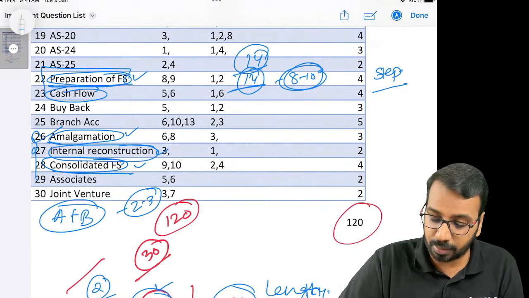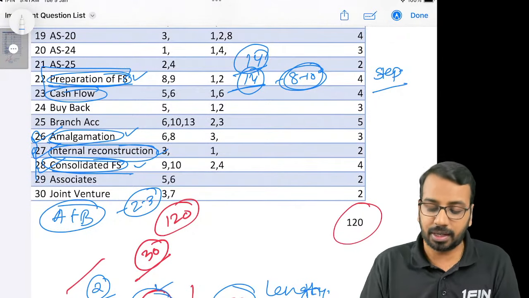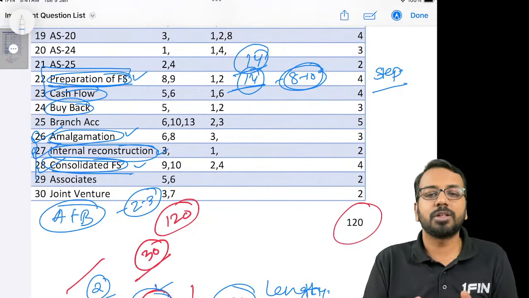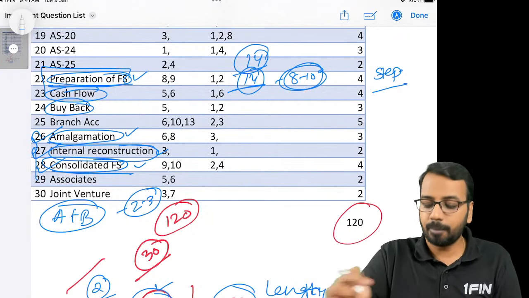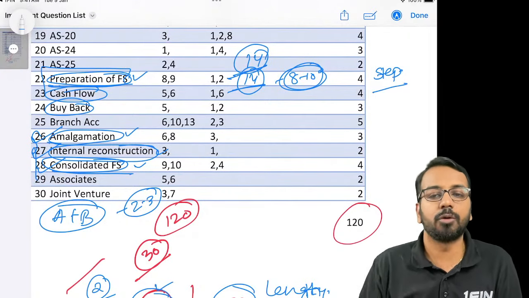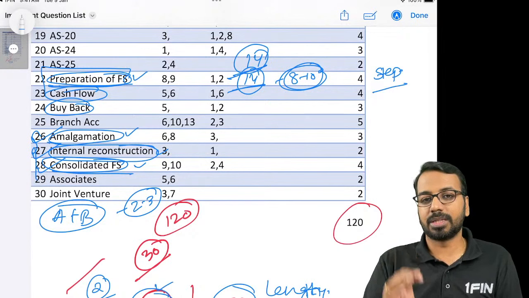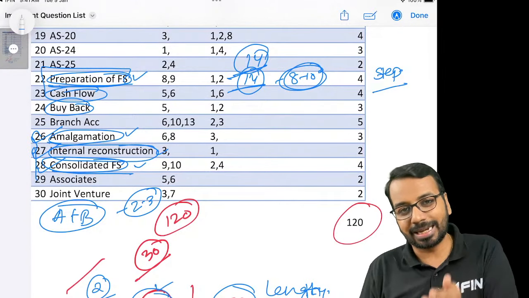Same thing can go with amalgamation, internal reconstruction, consolidated financial statement, buyback. In all of these questions, if you do it correctly, you can make 14 out of 14, 8 out of 8, 6 out of 6. Now you may say, sir, to do it correctly itself is a challenge.